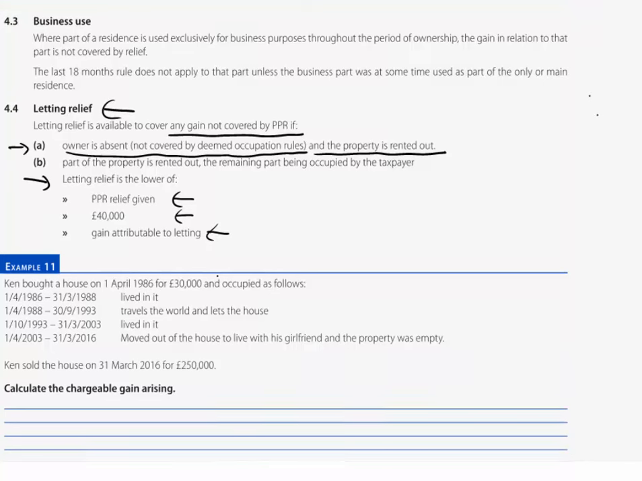Now again, I'm going to leave you to have a go at this and to set it out in the way that we did example 10 and then to further move on to deal with the PPR relief. Let's have a look at what we have. Ken bought a house, again 1st of April 86, cost £30,000. Ken sold the house on the 31st of March 16 for £250,000. So it will be an easy enough calculation of the gain therefore.